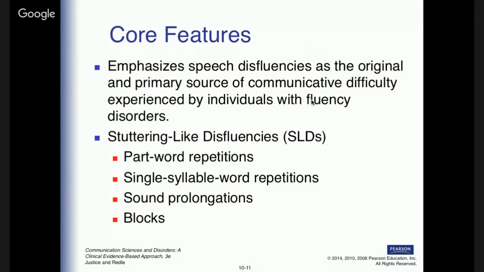It's just normal hesitations. And also, people who don't stutter are more likely to have longer repetitions. So for people who don't stutter, they're more likely to have multiple word, multiple syllable repetitions. Whereas the shorter the segment of speech that's repeated, the more stutter-like that disfluency is.